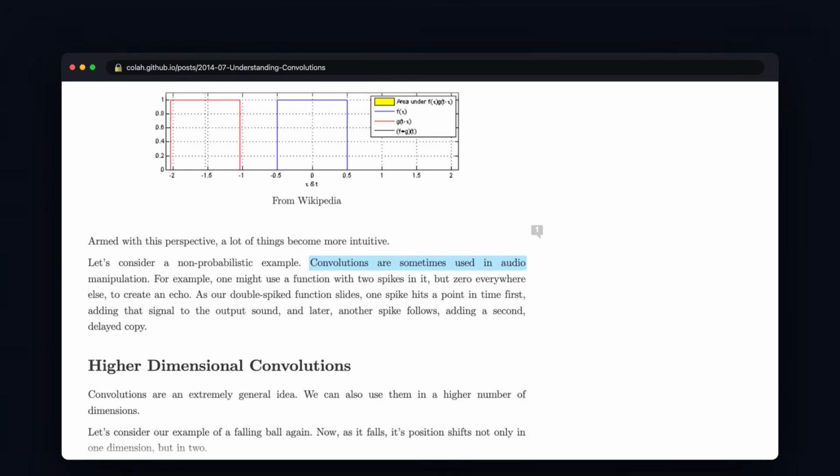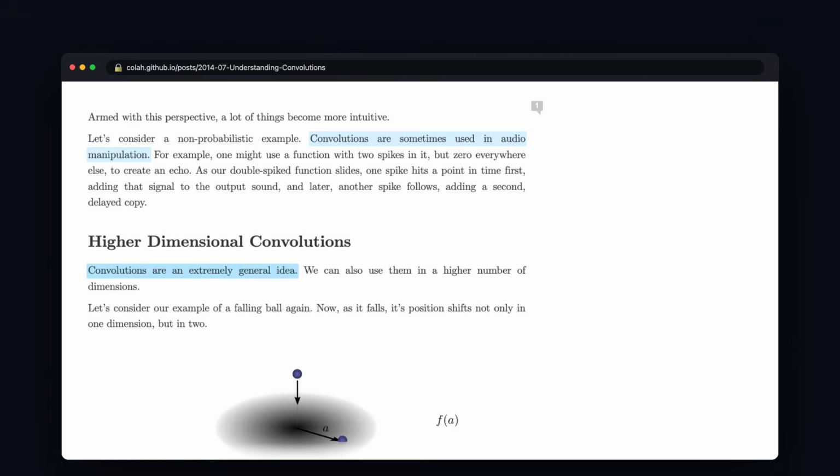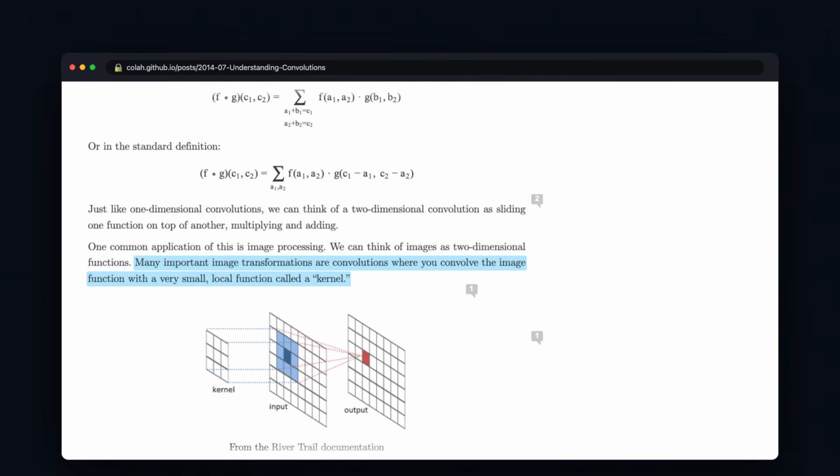Real uses. Convolutions are sometimes used in audio, for example, to create an echo. Any dimension. A convolution is an extremely general idea that works in higher dimensions too. Images too. Many important image transformations are convolutions with a small local kernel.